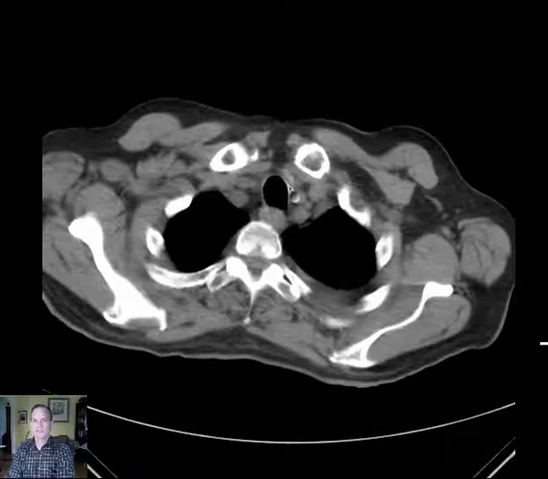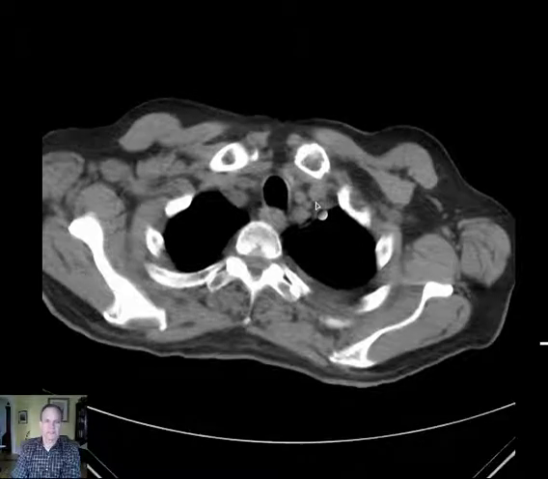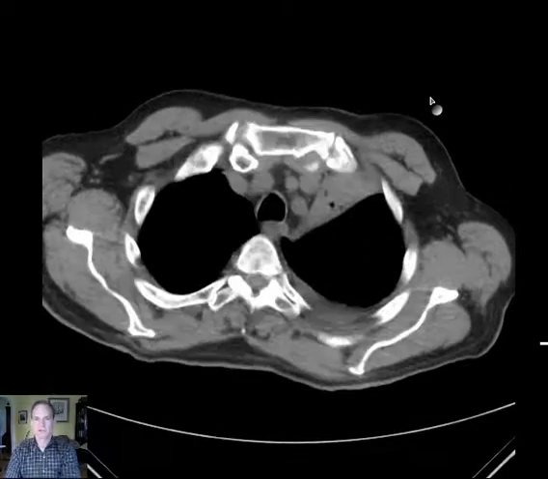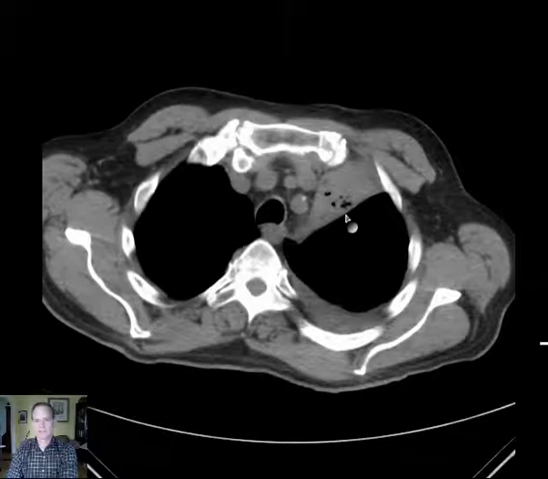Here we have a CT chest. There's the trachea. And this was done the 16th. So this is the day after that last chest radiograph. And, well, we see something already here.